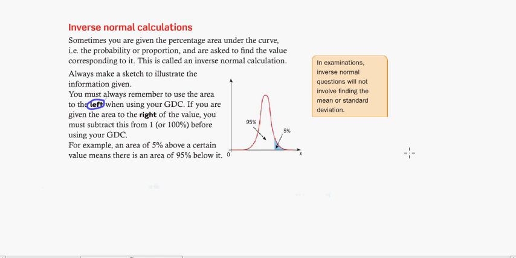Okay, so like let's say they gave you one of these, and let's just say in this case, the question says 5% are greater than X. Well, you would have to do 1 minus 5 to get 95. Okay, so for an example, an area of 5% above a certain value means that there's an area of 95% below it. And I think that makes sense. Now, this is really good right here. In examinations, inverse normal questions will not involve finding the mean or standard deviation. That's good. So that means they have to give them to you, okay?